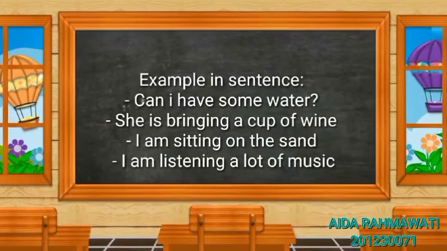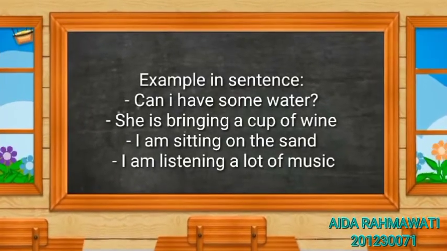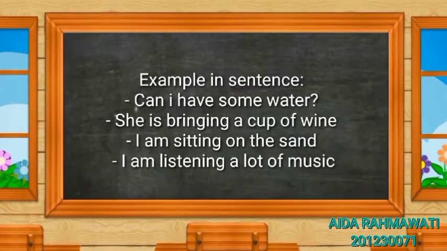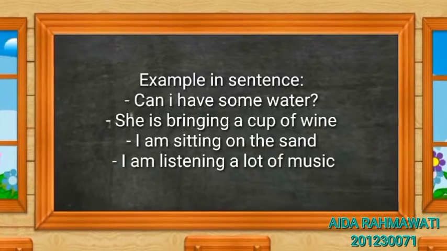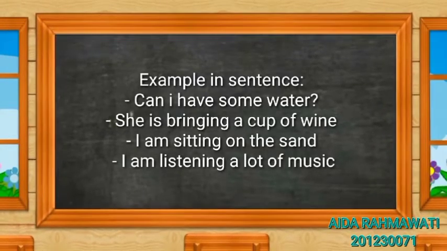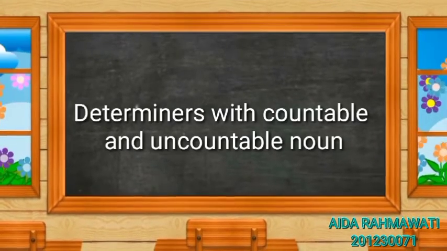Examples in sentences. Can I have some water? She is bringing a cup of wine. I'm sitting on the sand. I'm listening to a lot of music. Next, determiners with countable and uncountable nouns. Only with countable nouns.